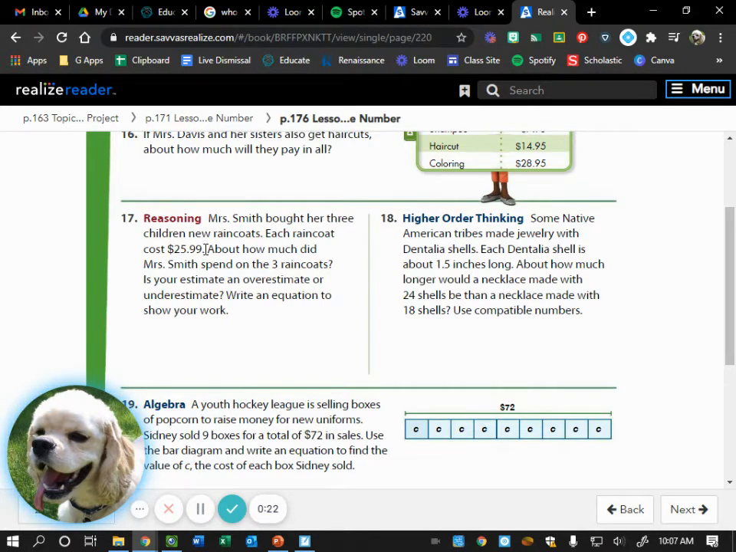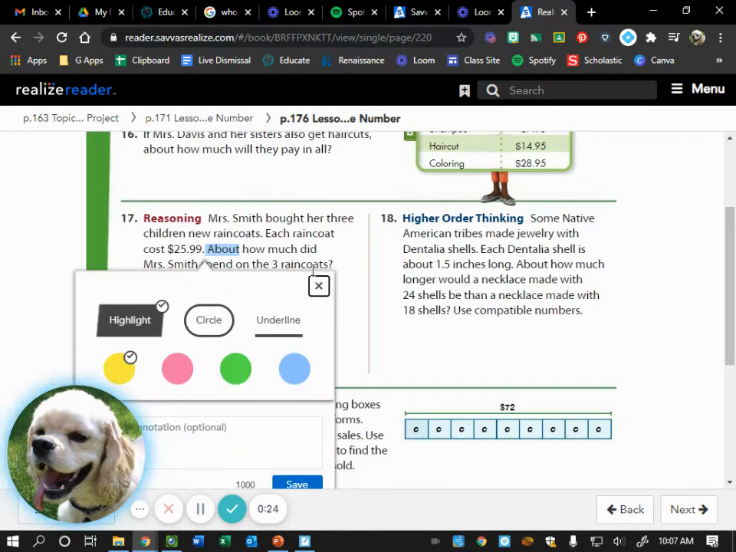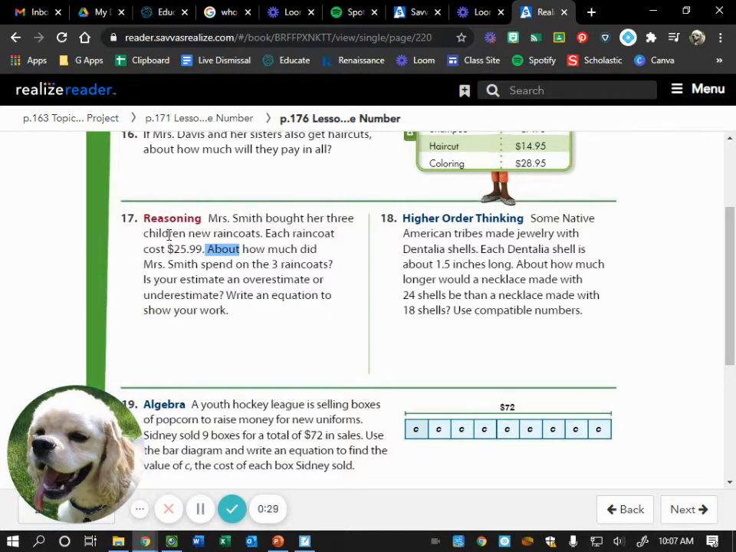So right now I'm noticing the word about, and I know I'm going to have to estimate, right? So I know I'm going to have to estimate. Now it says, is your estimate an overestimate or an underestimate? Write an equation to show your work.